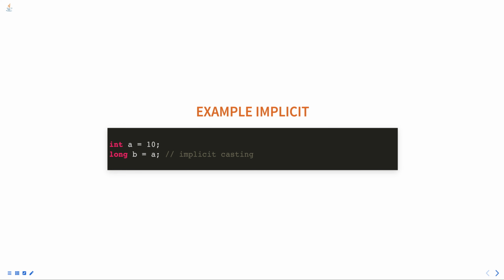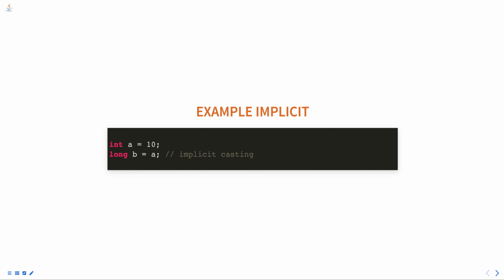It is important to note that when casting a larger data type to a smaller data type, there is a possibility of loss of data. And when casting a floating point type to an integer type, the decimal part will be truncated.